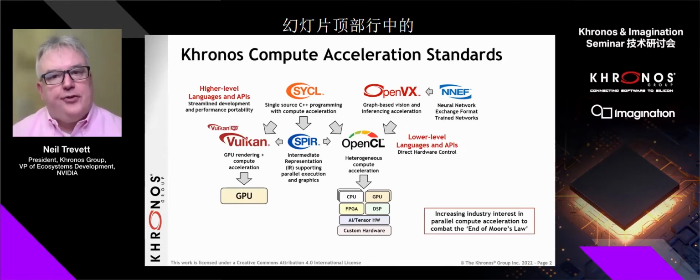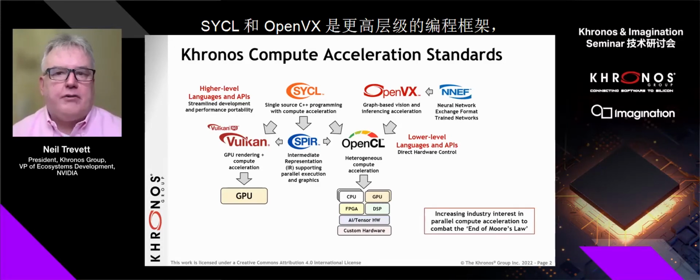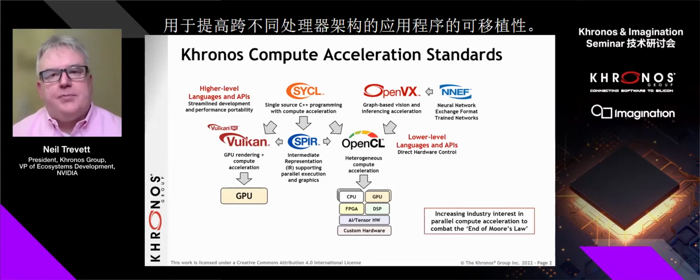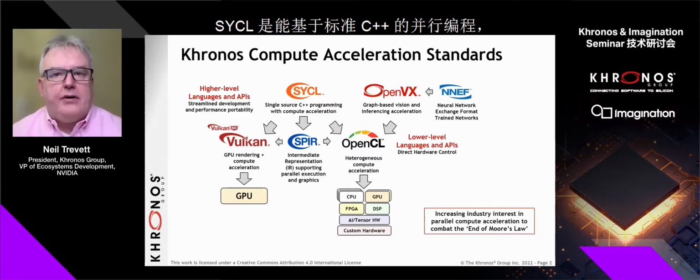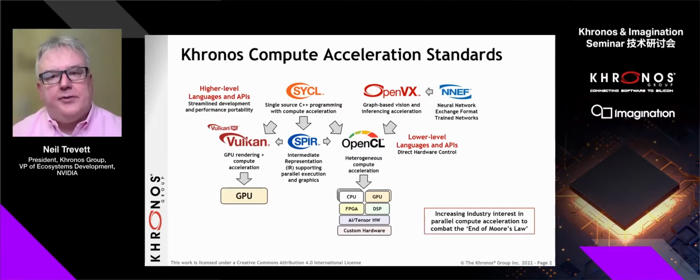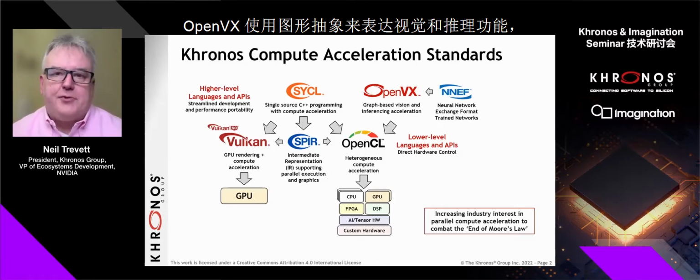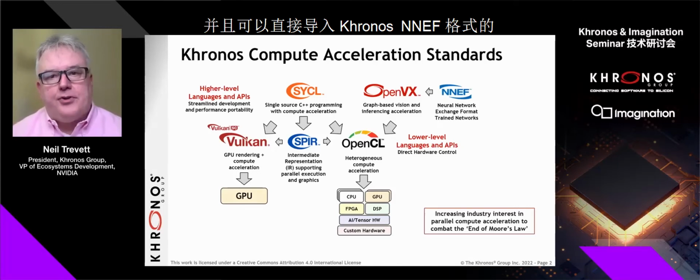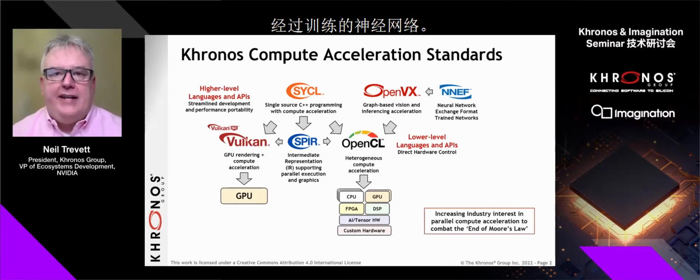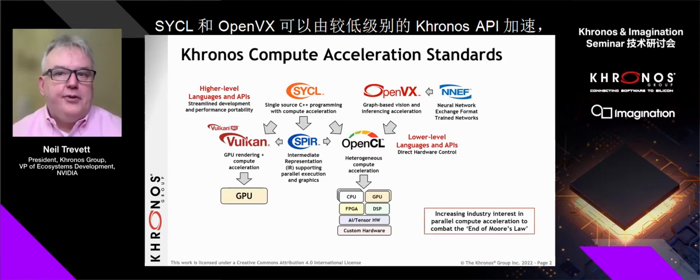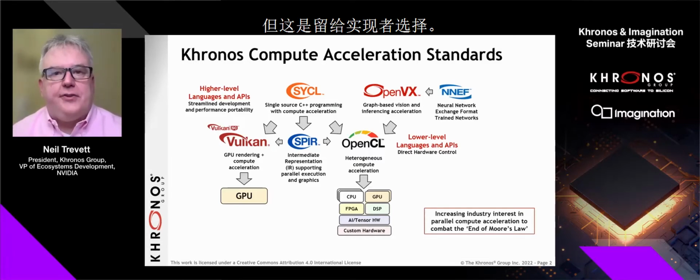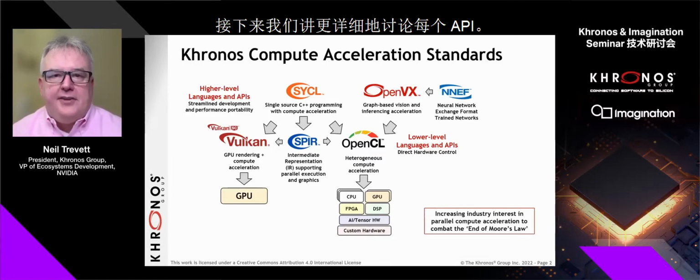SYCL and OpenVX on the top row of the slide are higher-level programming frameworks for increased application portability across diverse processor architectures. SYCL provides parallel programming using standard C++, and OpenVX uses a graph abstraction to express vision and inferencing functionality and can directly import trained neural networks in the Khronos NNEF format. SYCL and OpenVX may be accelerated by the lower-level Khronos APIs, but that is a choice that's left to the implementer. Now let's discuss a little more detail on each of these APIs.